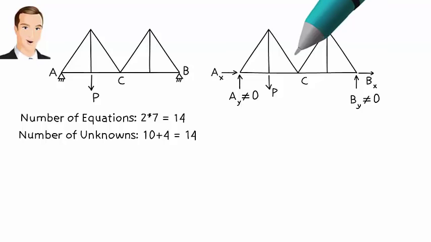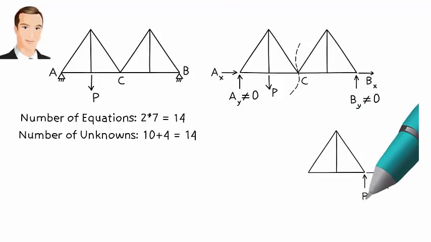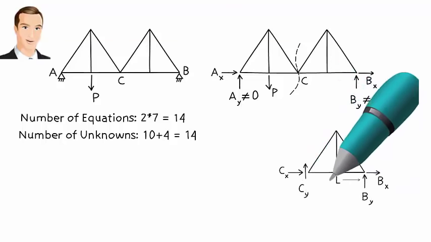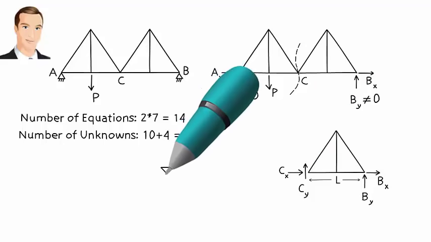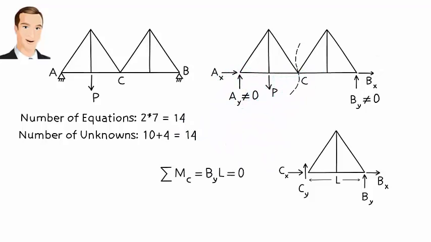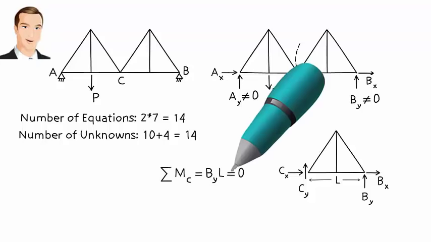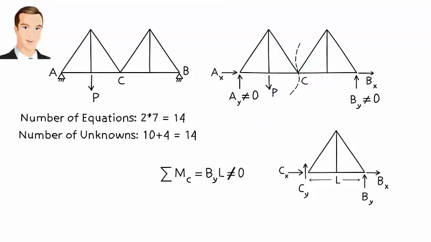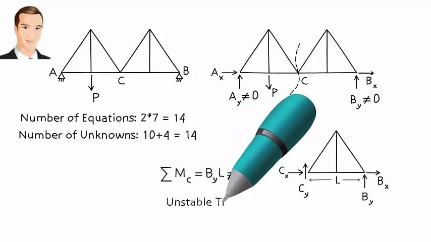What if we cut the truss like this and drew the free body diagram for the right segment? If we write the moment equilibrium equation, say, about point C, we get this equation, which is satisfiable only if BY is 0. But we already have concluded that BY cannot be 0. So, this relationship does not hold true. Therefore, we have an unstable truss.